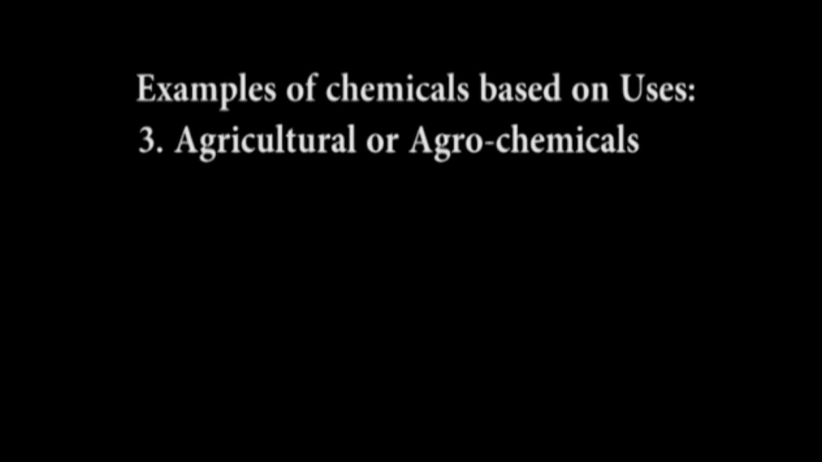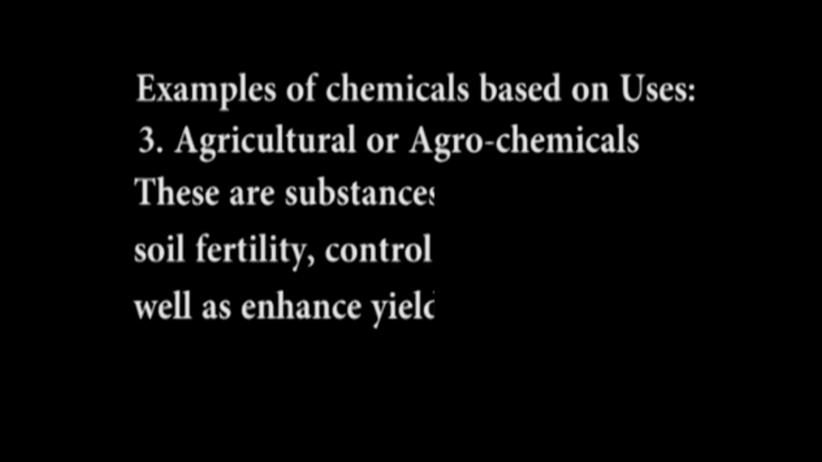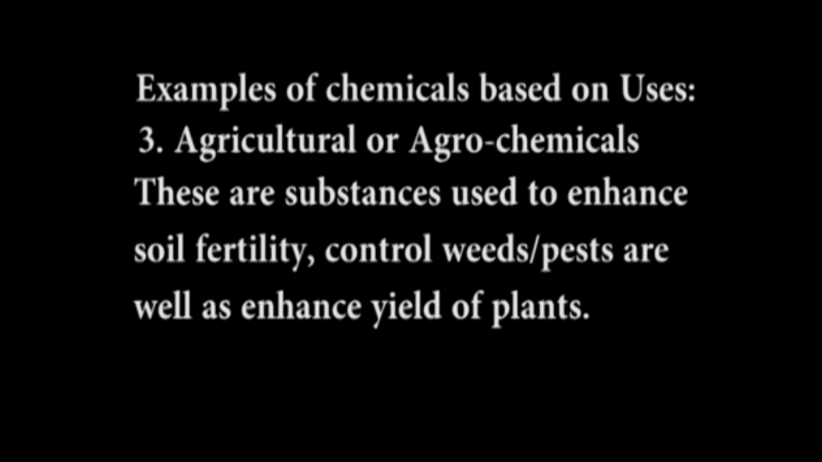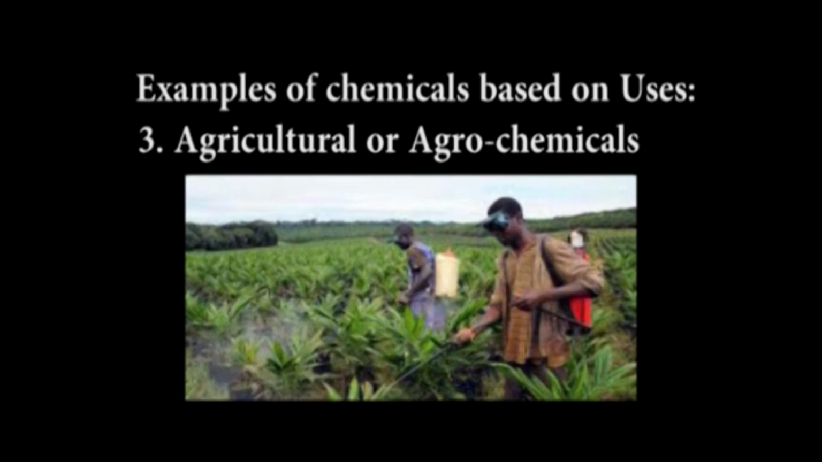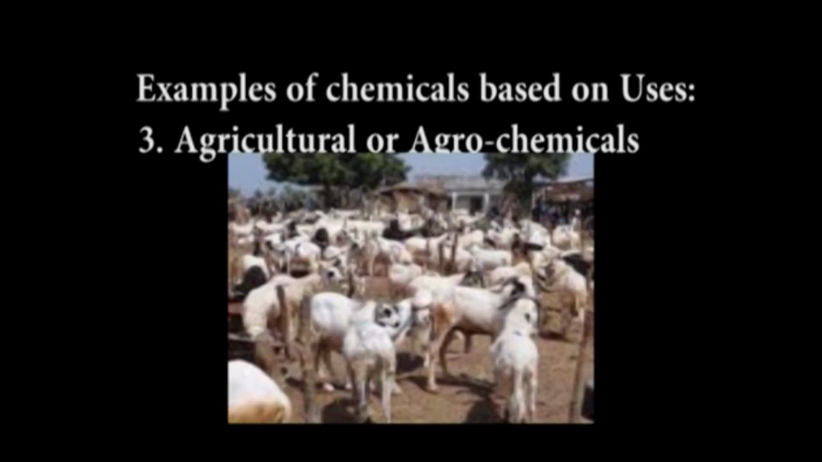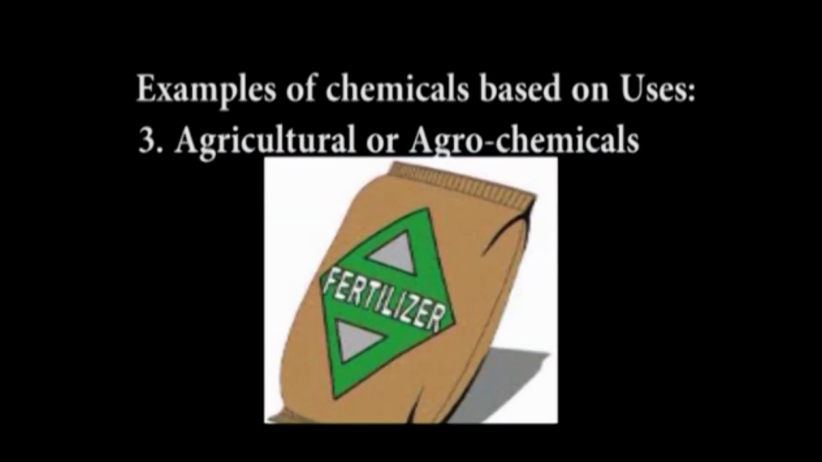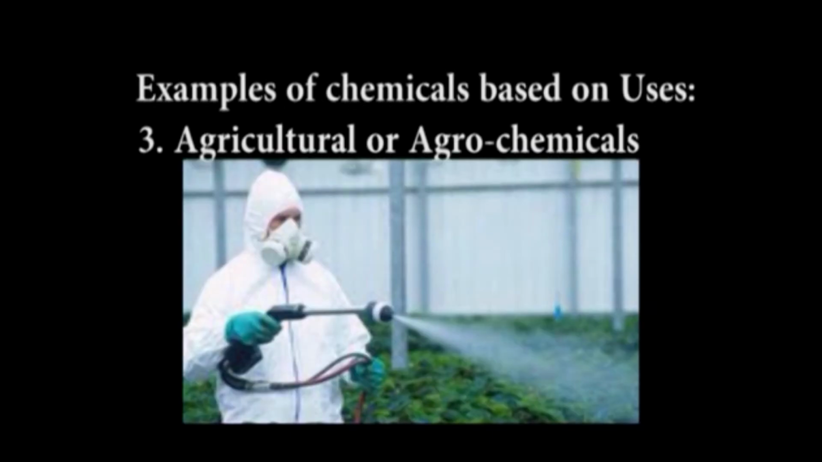Agricultural or agrochemicals. These are substances used to enhance soil fertility, control weeds or pests, as well as enhance yield of plants. Some are specially meant for animal production. Examples of agrochemicals include fertilizers, weedicides, pesticides, and insecticides.